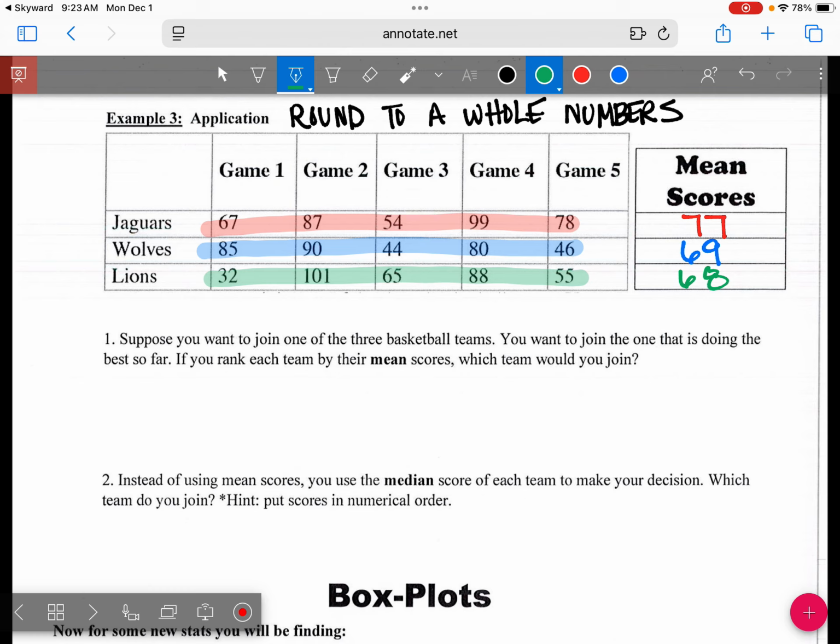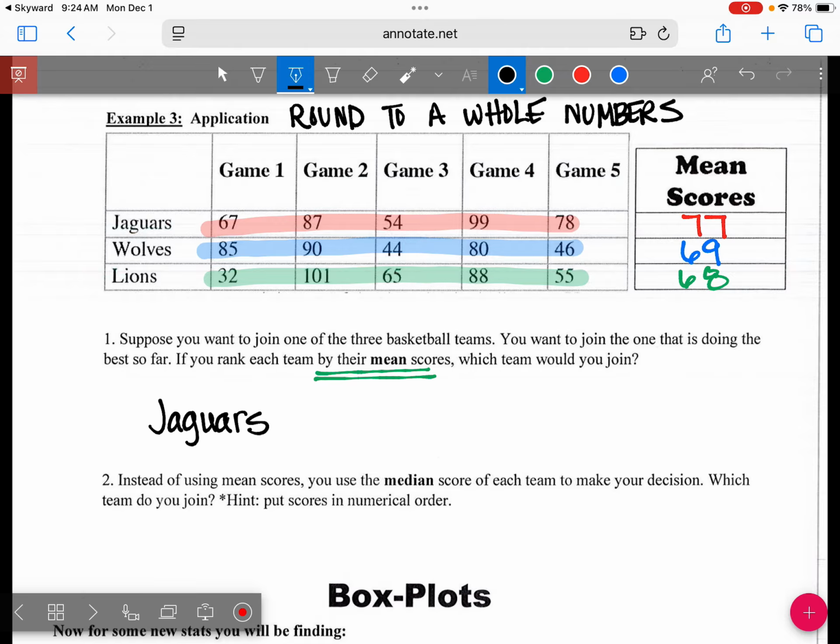It says, suppose you want to join. You get to pick which team. And you're going to join it based off of who had the highest mean. So, who had the highest mean? Let's go. Yep, so the best team would be the Jaguars because they have the highest mean.